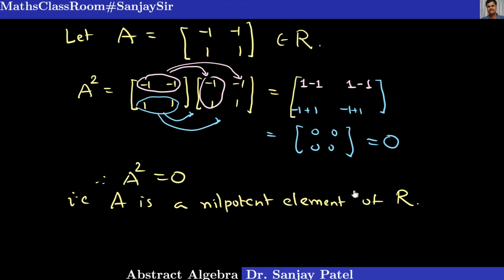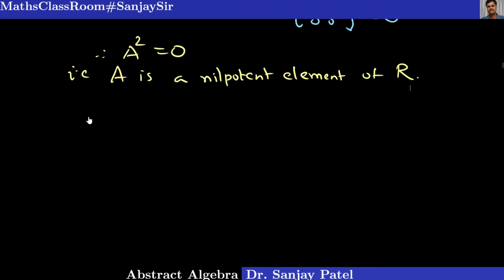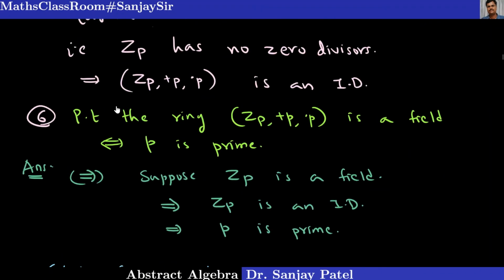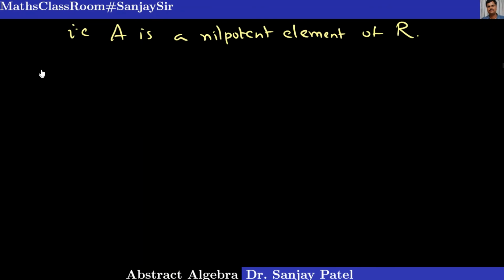Likewise, you can give many examples of nilpotent elements. I want to just state one or two problems about nilpotent elements, and then you can try at home. I will just prove one or two examples. This is problem number 6. Now I will go to the next problem, number 7.